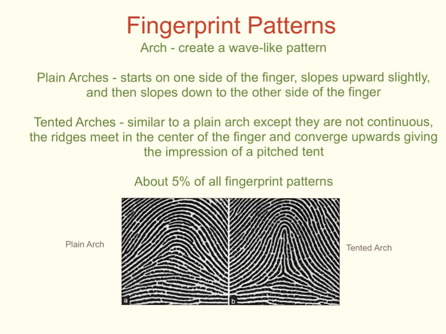The final fingerprint pattern is the arch pattern and is the least common and the simplest fingerprint pattern. All ridges enter on one side of the finger and exit on the opposite side of the finger. There are two subdivisions of arch patterns, plain arches and tented arches. In the plain arch, it's kind of like a very simple wave that starts on one side of the finger, arches up, and then arches back down to exit on the other side of the finger. In the tented arch pattern, there are two separate ridges that actually join in the middle, and they thrust upwards and form what looks like a pitched tent. Arches account for about 5% of all fingerprint patterns.